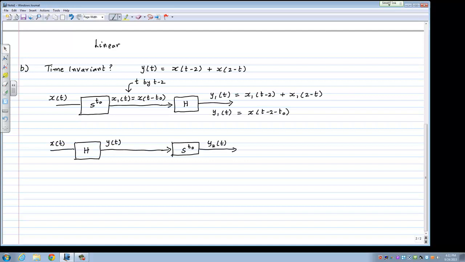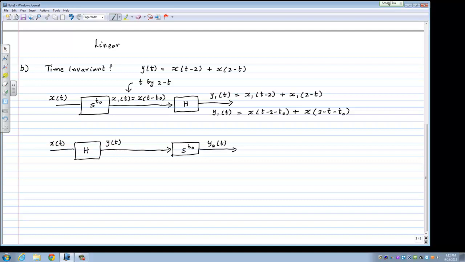Alright, now for the x1 of 2 minus t. Now what is x1 of 2 minus t? Well, that's what you get by replacing t by 2 minus t in this expression. Right? So this is x of 2 minus t minus t naught. If you got this, then I think you are understanding what's really going on with this. Okay?